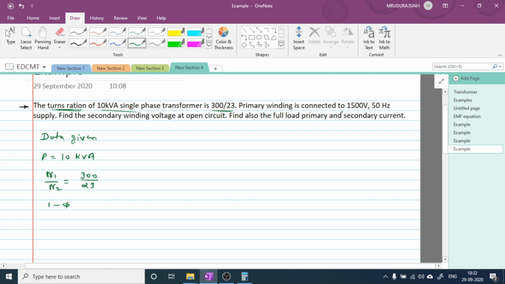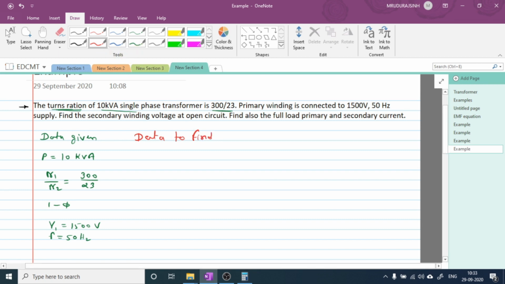Primary winding is connected to 1500 volt, that means V1 is equal to 1500 volts primary winding. 50 hertz is supply, so the frequency is 50 hertz. Find the secondary winding. Okay, so now we need to find the data. So we will write using red pen data to find.